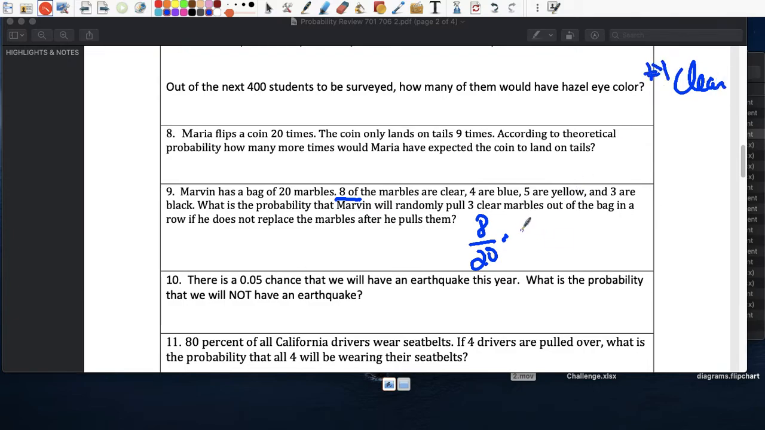Go back in the bag to get another clear. There are no 8 clears anymore. We have 7 clears out of 19. So here's your second clear marble. Then finally you go back and take your third clear marble. There are 6 of them, so you have a 6 out of 18 chance. And you can multiply the rest to find the answer.